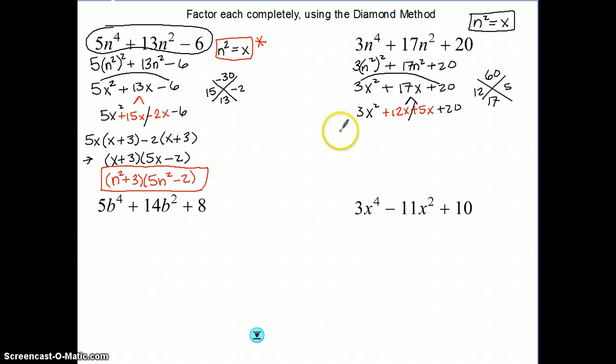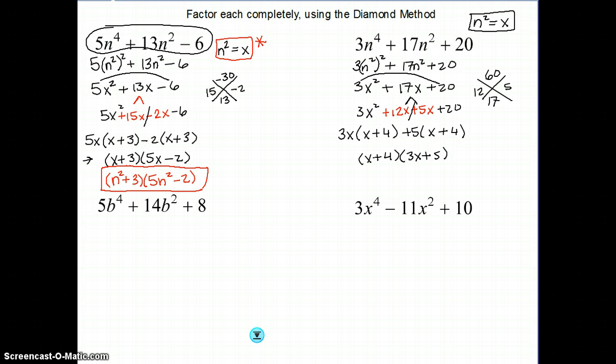Factoring out the greatest common factor of 3x from the left, I'm left with x plus 4. And on the right I factor out a positive 5, leaving me with x plus 4. Factoring out the x plus 4 that's in common, my second parentheses is 3x plus 5.